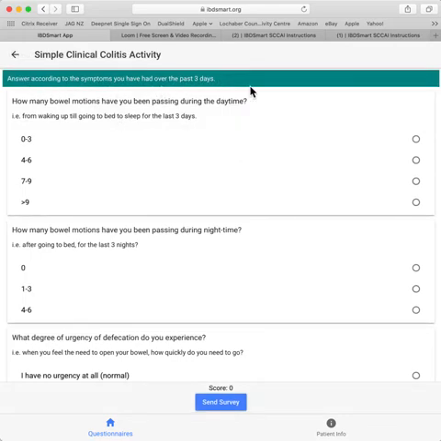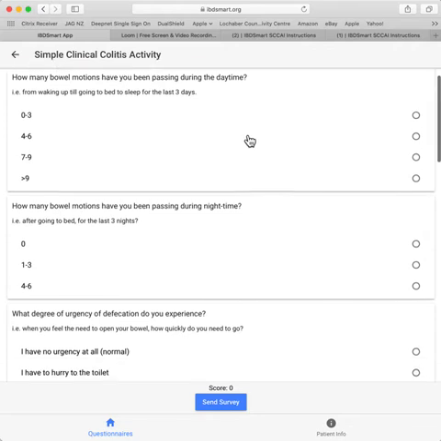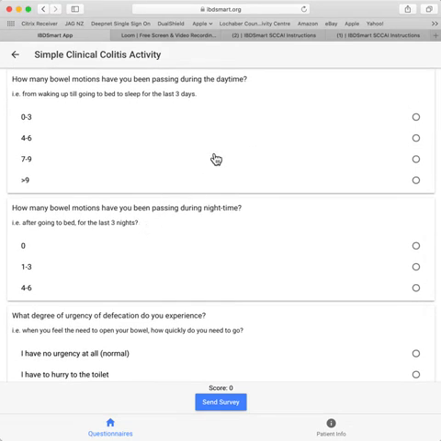Firstly, you should notice that the questions in the SCCAI relate to how you have been feeling in the last 3 days. The index is arranged into 5 sections. The first 2 questions are very similar and relate to the number of times you have had to open your bowels. The first question is about how many times you went during the day, and the second is about how many times your bowels disturbed you after you went to bed. Both are reported as an average for the day.